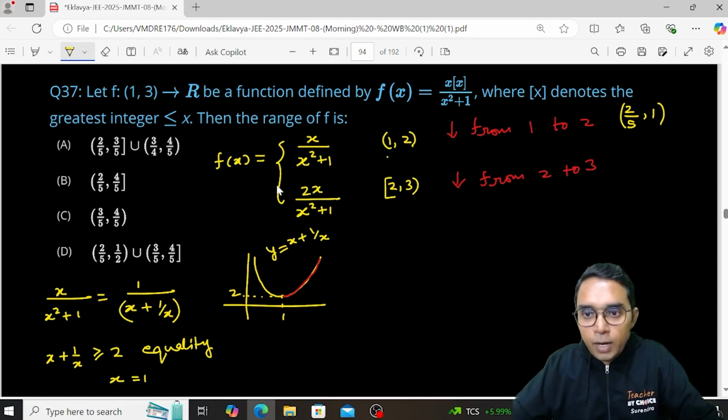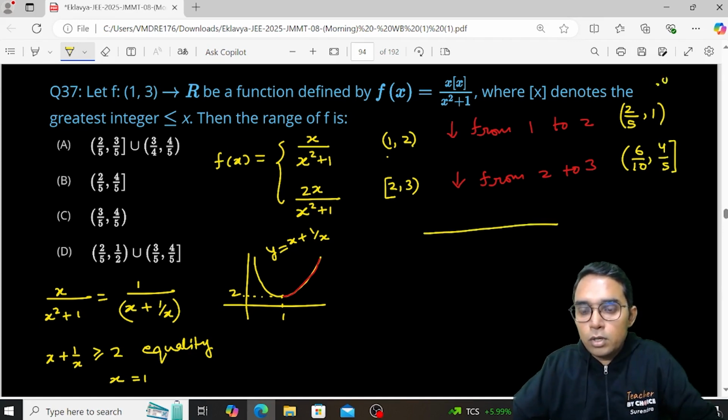Likewise for this second part, the minimum value for the interval 2 to 3 will be at 3. If you put 3 here, you will get 3 into 2, 6 upon 10, at 3 there will be an open bracket, and at 2, if you put it here, 2 into 2, 4 upon 5. Okay, we have to take the union of these two, and you can see the first was 0.4 to 1, and this is 0.6 to 0.8.